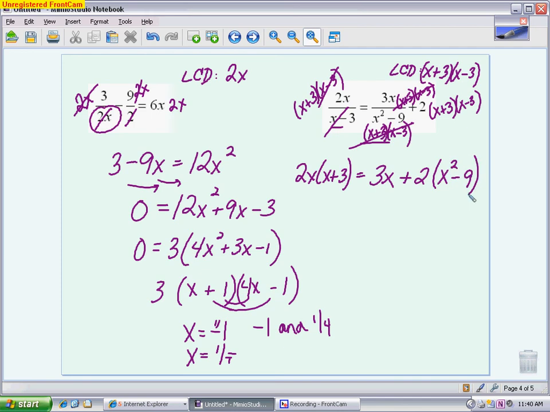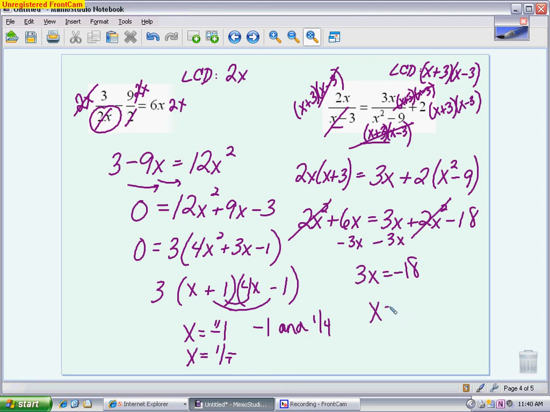I'm going to distribute, so I've got 2x squared plus 6x equals 3x plus 2x squared minus 18. The 2x squareds will actually cancel when I subtract 2x squared on both sides. I'm going to subtract 3x over here, so I get 3x equals negative 18. Divide by 3, I get x equals negative 6. Plug it back in, make sure I don't have any extraneous solution here, which I don't.